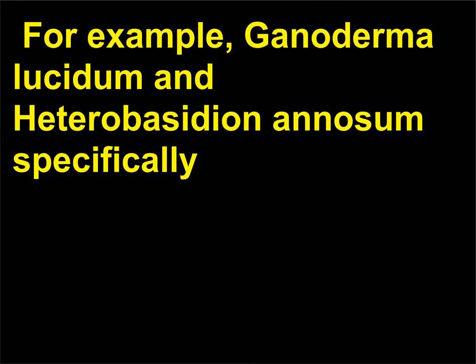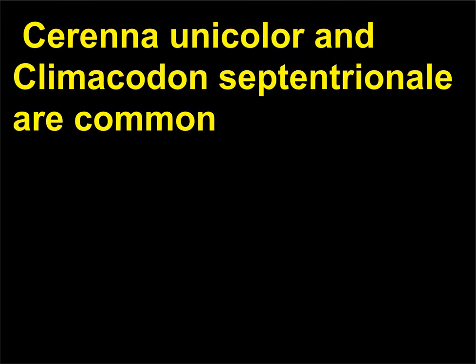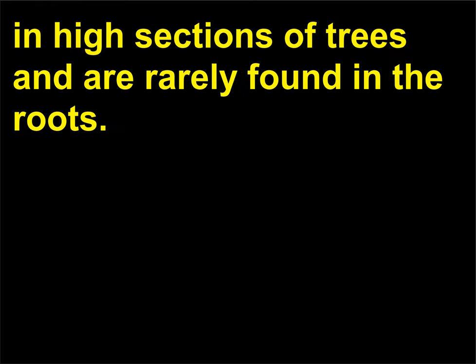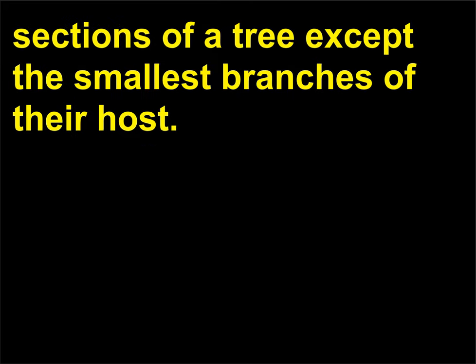For example, Ganoderma lucidum and Heterobasidion annosum specifically rot roots and are rarely found in higher sections of trees. Cerrena unicolor and Climacodon septentrionale are common in high sections of trees and are rarely found in the roots. Laetiporus sulphureus and Fomitopsis pinicola are found in all sections of a tree except the smallest branches of their host.